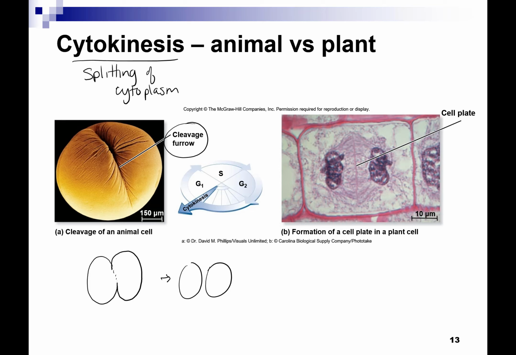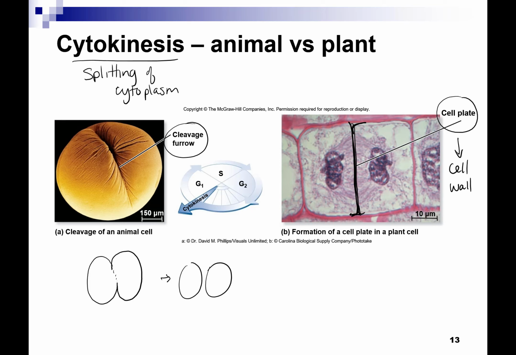It's different for plant cells because they're not going to totally split in two. Instead, they make a cell plate that is going to become the cell wall. And so eventually you're going to have a nice cell wall here that separates those two cells.